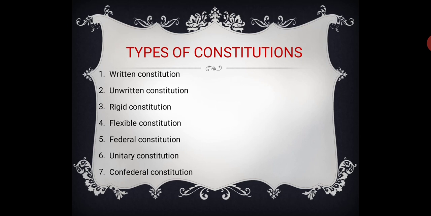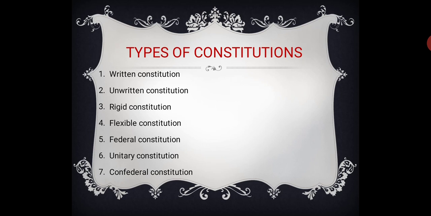Lastly, we have number five, absence of checks and balances. Unwritten constitution does not have checks and balances, unlike a written constitution.